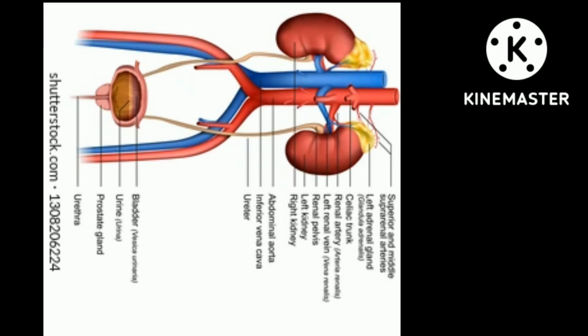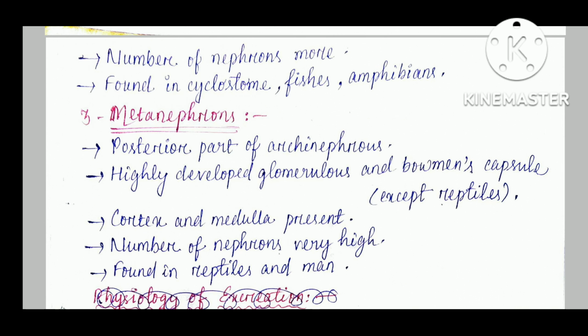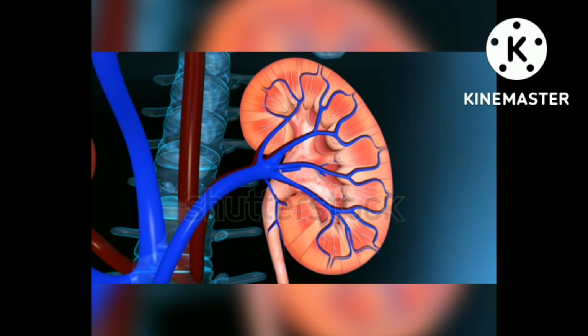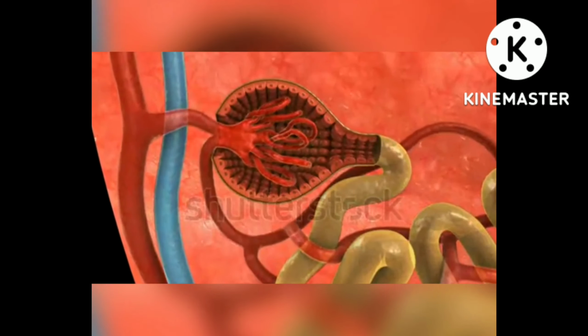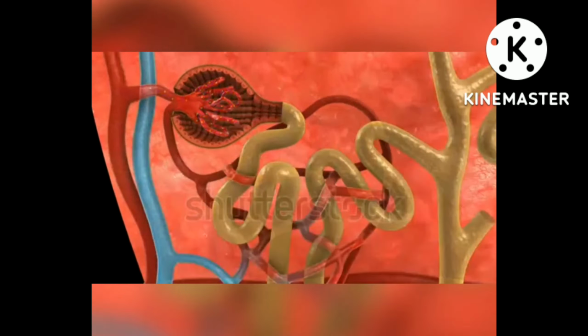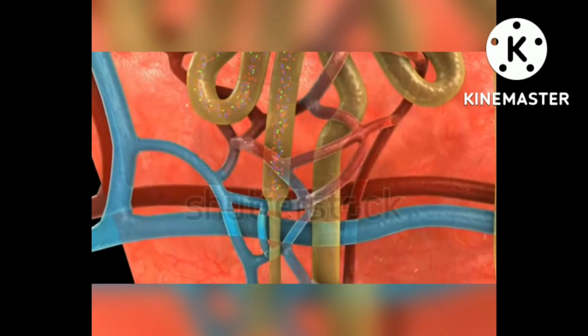Then the second one is mesonephric kidney, middle part of archinephric kidney, glomerulus and Bowman's capsule may be absent, cortex and medulla absent. Number of nephrons more, found in fishes and amphibians. Then the third one is metanephric, posterior part of archinephros, highly developed glomerulus and Bowman's capsule. Cortex and medulla present, number of nephrons very high, found in reptiles and man.